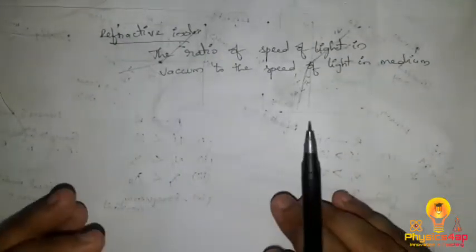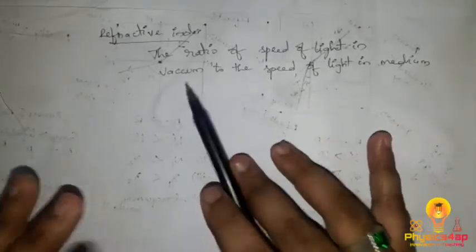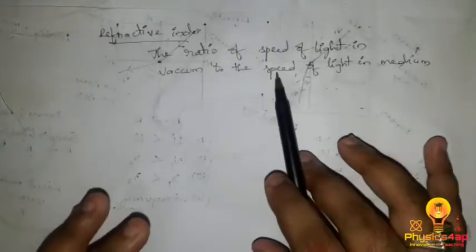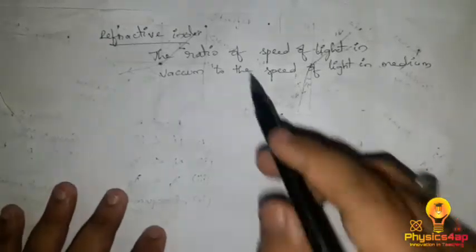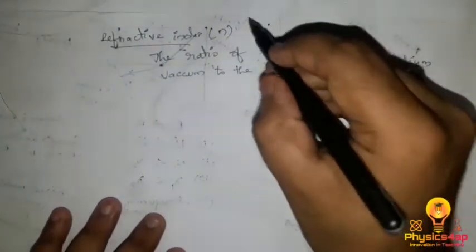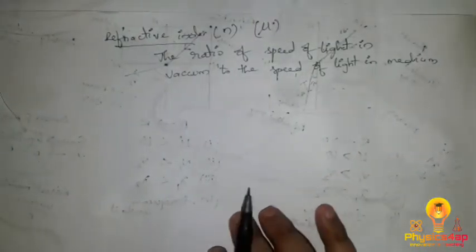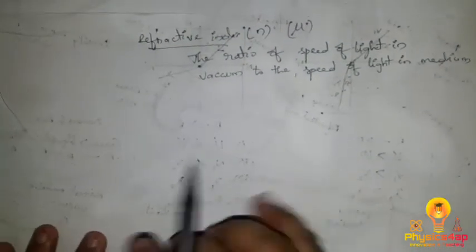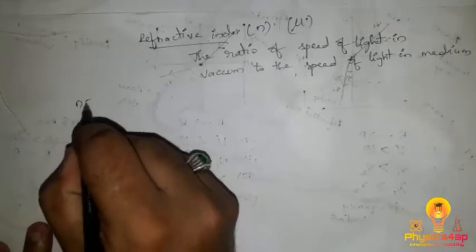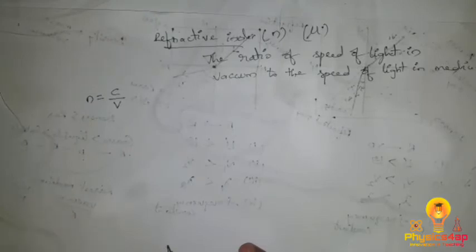That is, it is a ratio of the speed of light in vacuum, or what we call free space, to the speed of light in a medium. So any medium which we are going to consider. The refractive index is represented with the letter n, or sometimes most people write it with the mu also. Both are considered the refractive index. So we have a formula for the refractive index: n equals c by v.